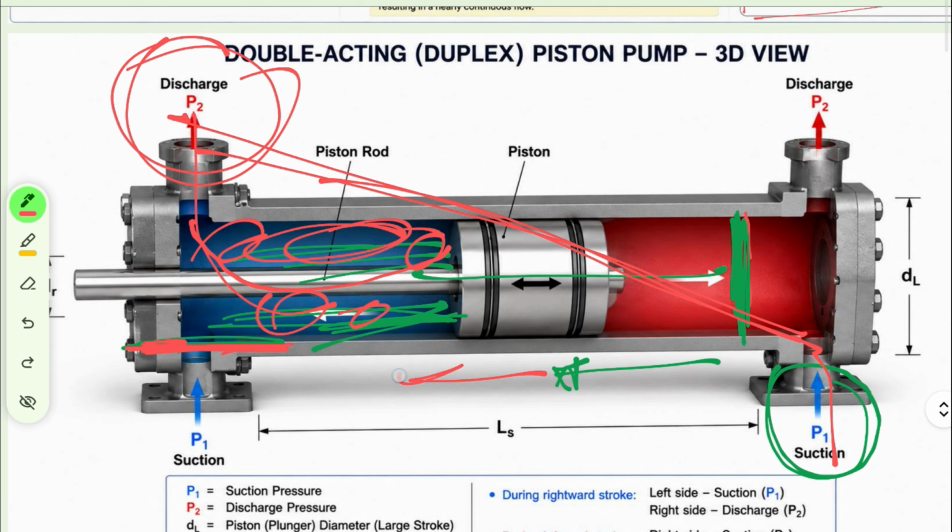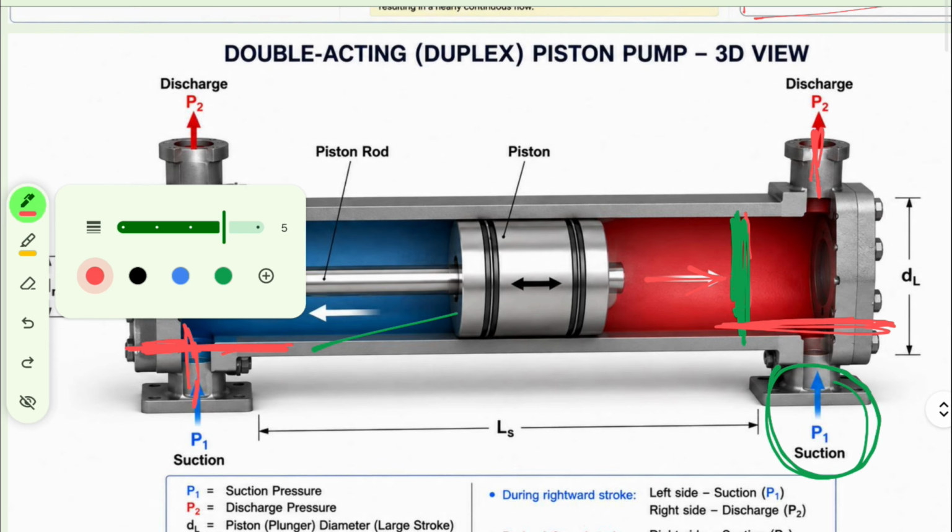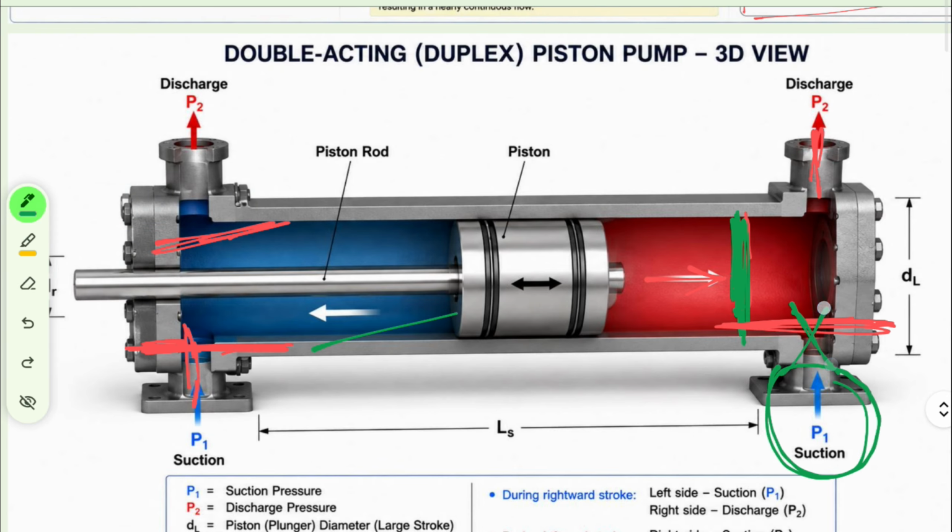Now this is in the backward movement, when the piston is moving backward. But when the piston is moving forward, in this case this valve is closed, this valve is closed, and this valve is open, and this valve is also open, and this is closed. So suction is going over here and discharge is going from this way, right?